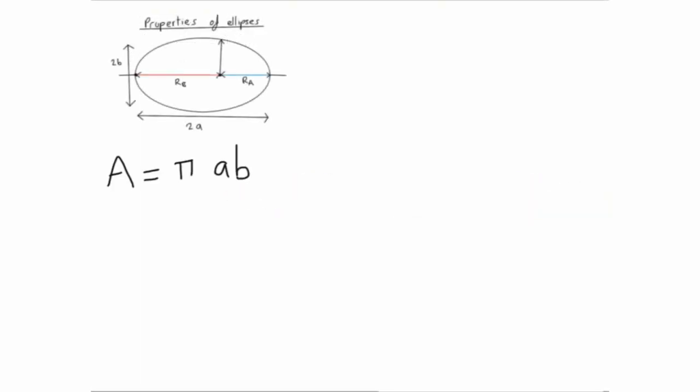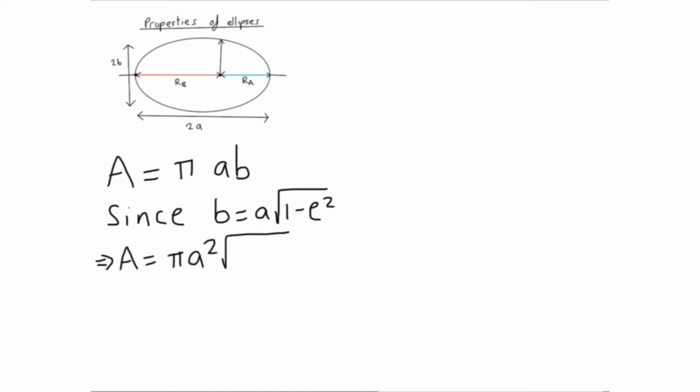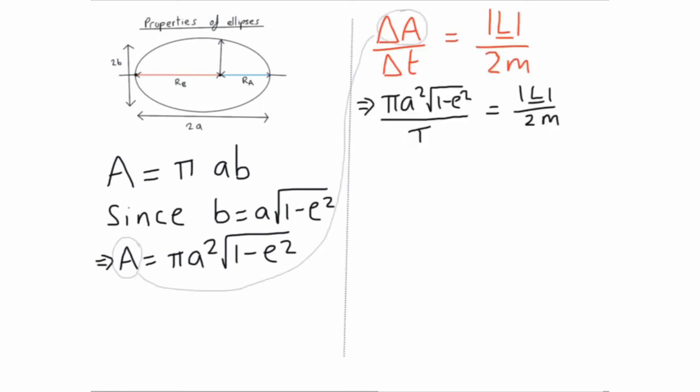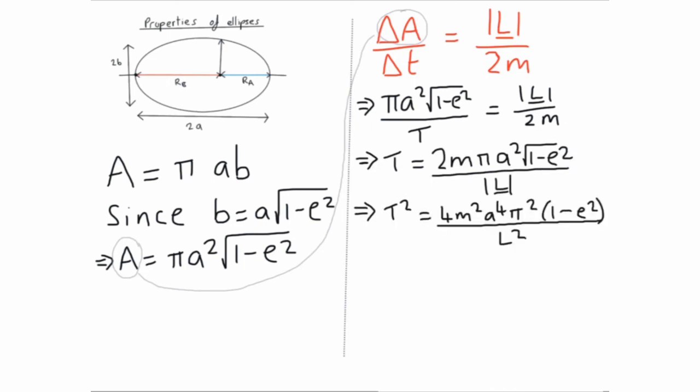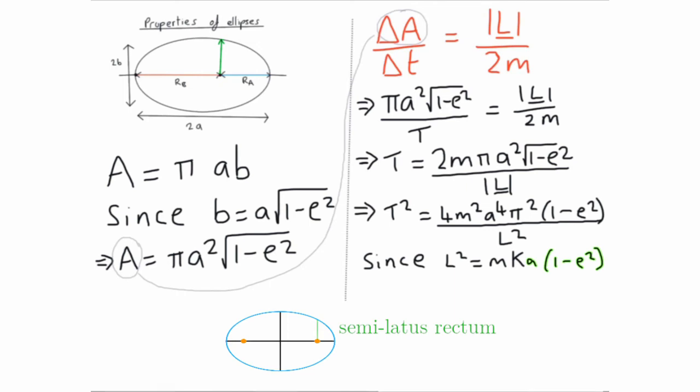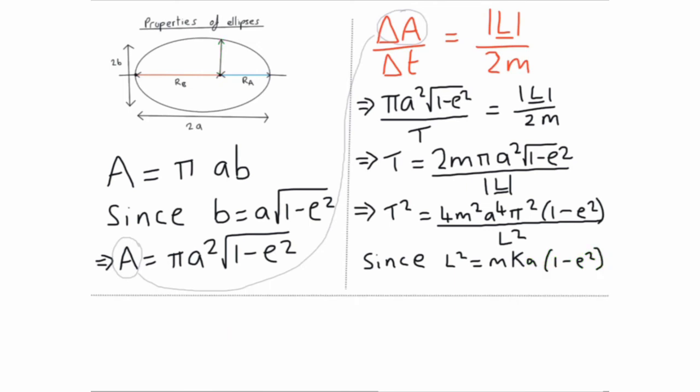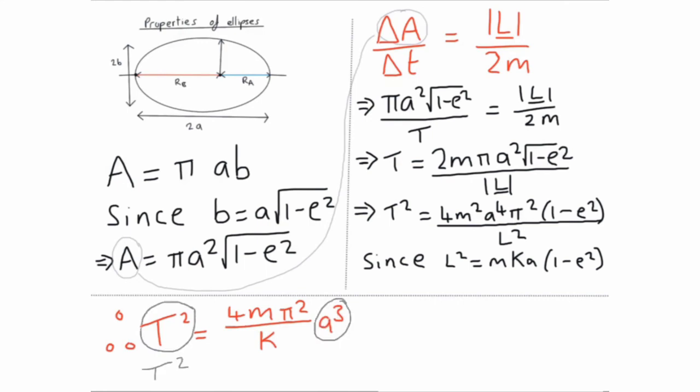We can insert the relation between the semi-major and semi-minor axes into the equation for the area swept out by the planet. This can be inserted into Kepler's second law and rearranged for the time period of the orbit. Using the relation between angular momentum and eccentricity, where m is the mass of the planet, k is equal to GMm, and a times 1 minus e squared is the semi-latus rectum, we can simplify this and cancel terms to obtain Kepler's third law.